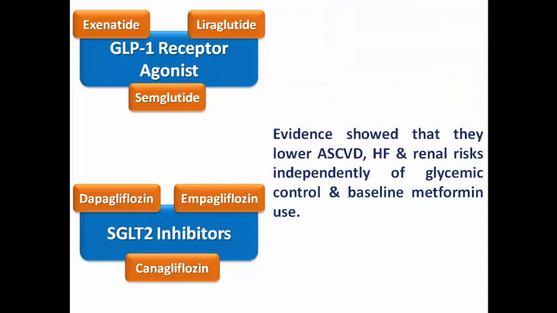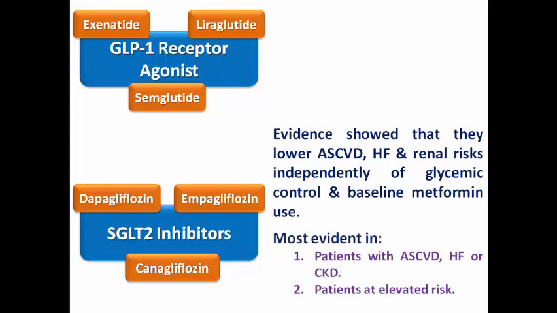The GLP-1 receptor agonists and SGLT2 inhibitors have strong evidence that they lower cardiovascular disease, heart failure, and renal risk independently of glycemic control and baseline metformin use. So they are not just strong antidiabetic medications that result in strict glycemic control. No, they have an added effect on the heart and kidney, more evident in those with atherosclerotic cardiovascular disease, heart failure, or CKD, or patients at elevated risk.